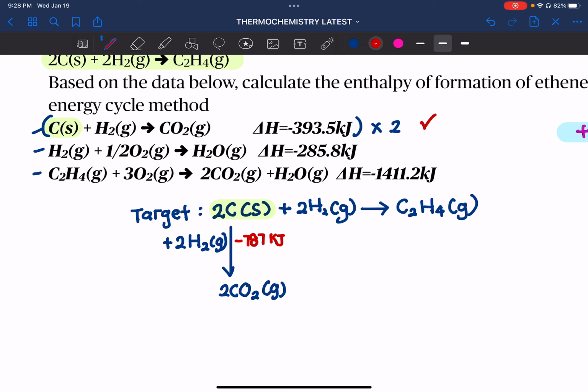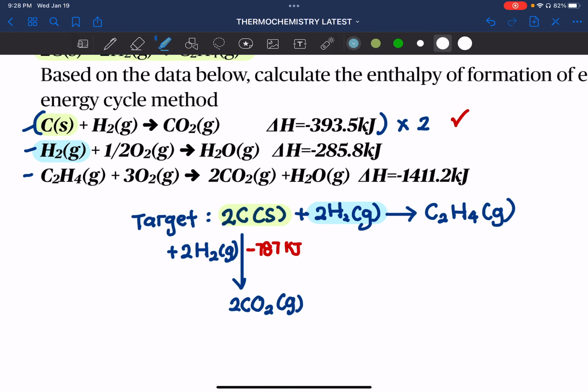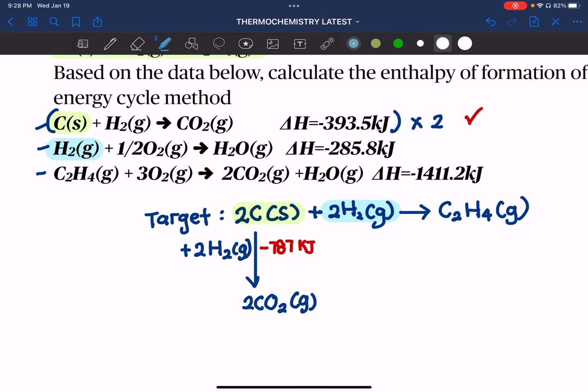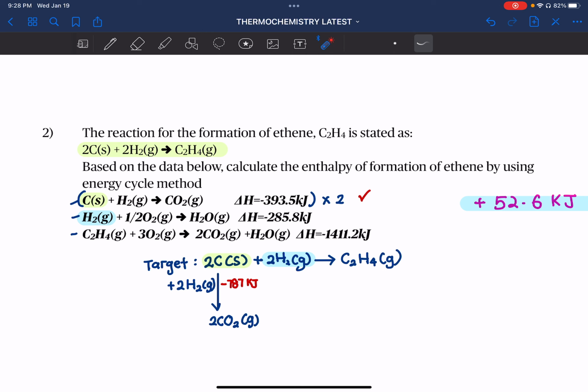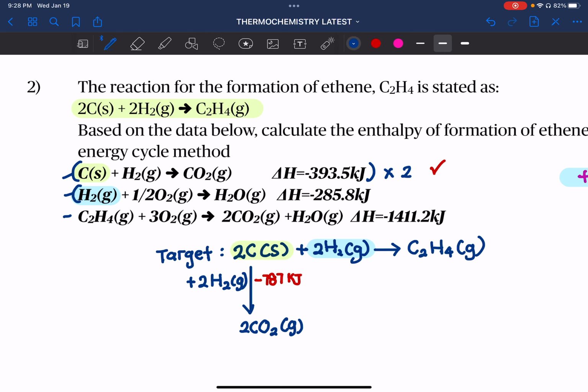Next, we move on to the next one. Kita nak tengok hydrogen pula. So, kita cari equation yang ada hydrogen. So, the second equation. Okay, so as you can see, for the second equation, hydrogen dia macam tadi, 1 mol. Tapi kat sini 2 mol. So, everything here, we times by 2. So, semua sini, kita darab 2.